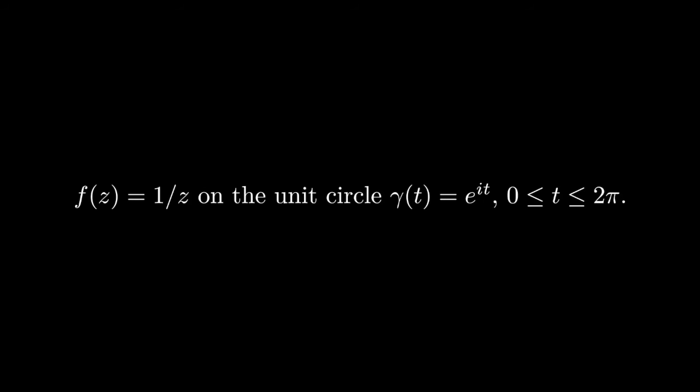Let's consider an example. Consider the function 1 over z, and let our contour be the unit circle. Using the substitution z equals e to the it, we can rewrite this contour integral in terms of a real integral with respect to t. Simplifying the integrand and evaluating shows us that this integral evaluates to 2 pi i. This seems to be in violation of Cauchy's theorem.